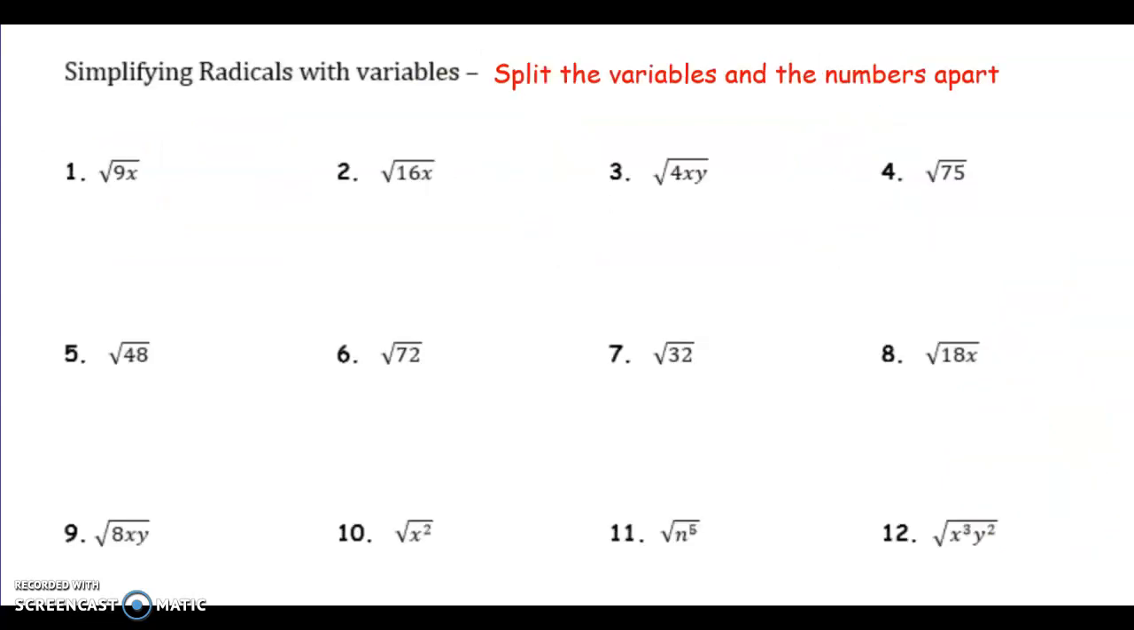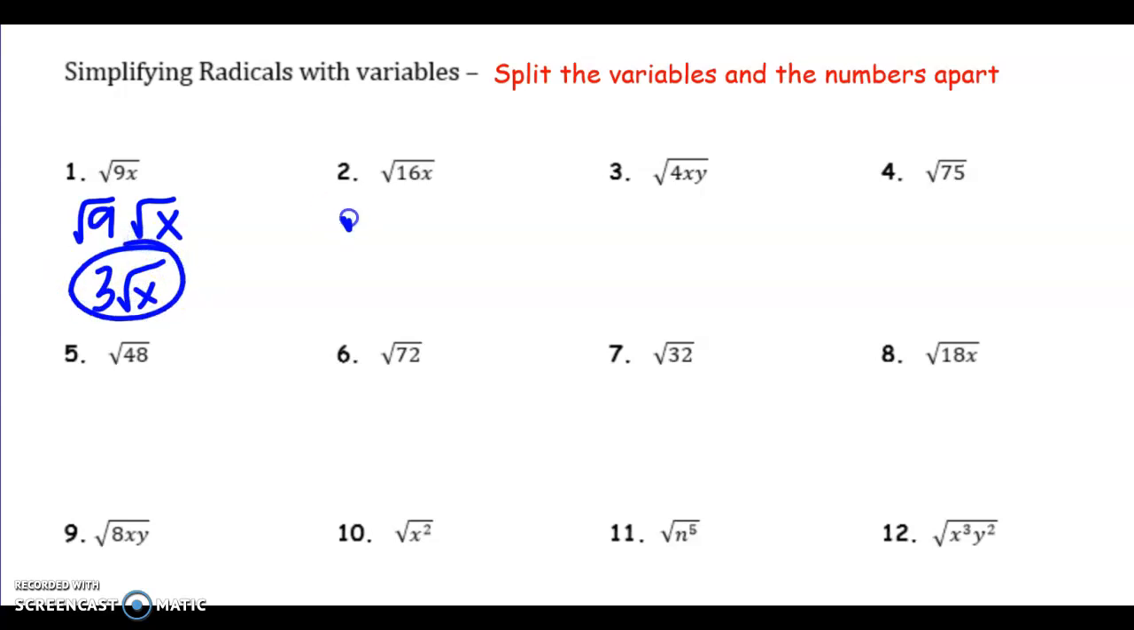Okay, so now I've got both variables and my numbers. So you want to split those in half. So I'm going to do the square root of 9 and the square root of x. Now the square root of x we can't do anything with because it's one number, we don't know what that is. But we can do the square root of 9, which is 3.